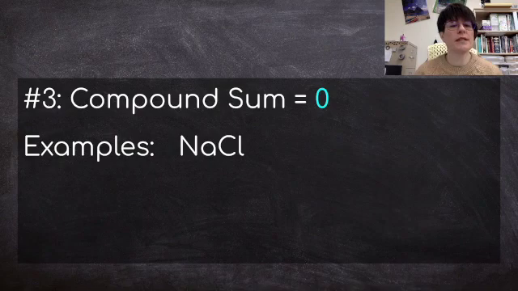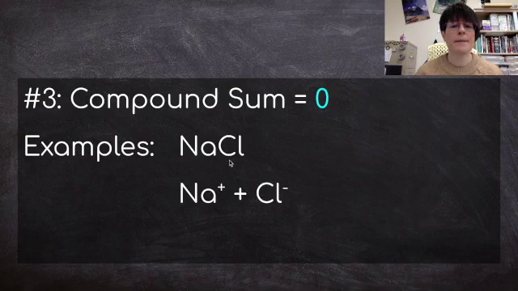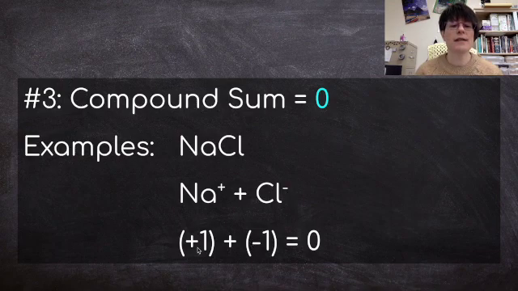Rule number 3 is that the compound sum equals 0. And I covered this too when we were doing the Lewis structures with the ionic compounds, that we had to make sure that the charges canceled out. So an example would be sodium chloride. For sodium chloride, we can break that up into the sodium ion and the chloride ion. Sodium is positive, chloride is negative. So +1 oxidation number because it takes the charge of the ion, and -1 oxidation number must equal 0.